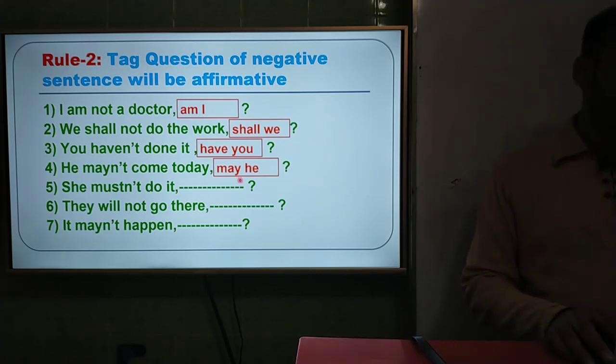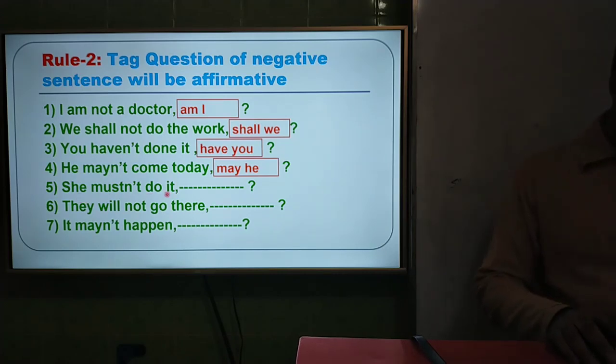Now question number 5. She mustn't do it. Here the operator is must. So must will come here to make this tag question. We shall write down must and then a subject. So the answer will be must she.